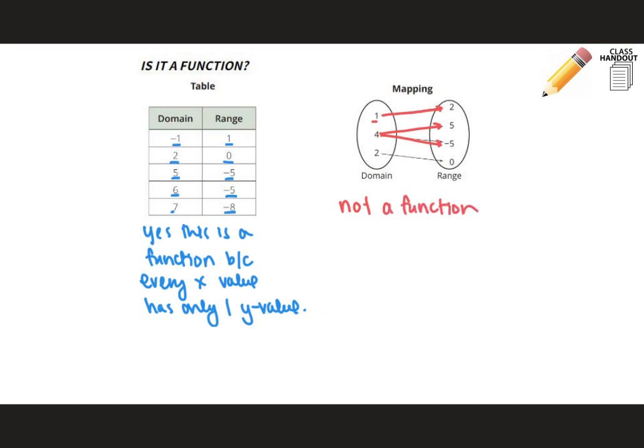And I'm going to give my reason, because 4 in the domain maps to both 5 and -5.